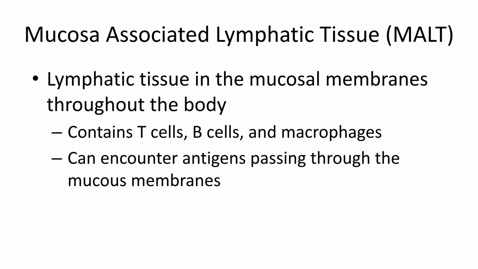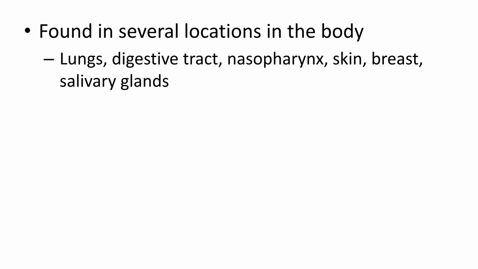It contains T cells, B cells, and macrophages, and can encounter antigens passing through the mucous membranes. MALT is found in several locations, including the lungs, digestive tract, nasopharynx, skin, breast, and salivary glands.